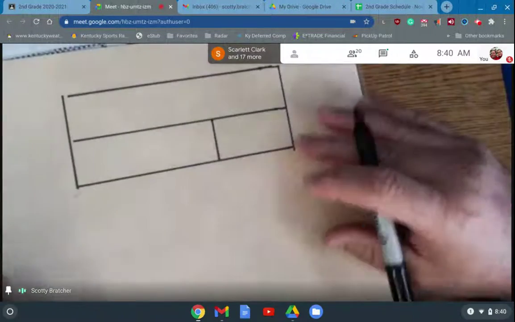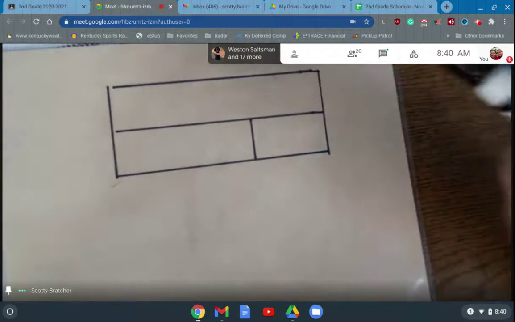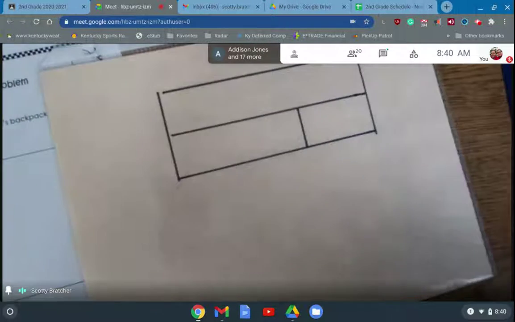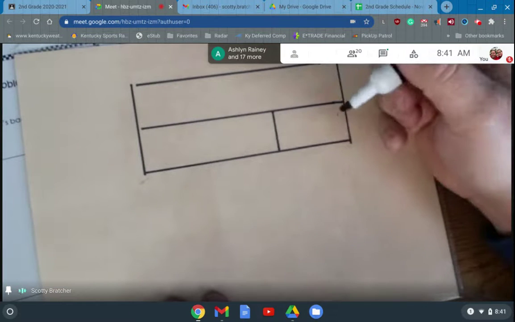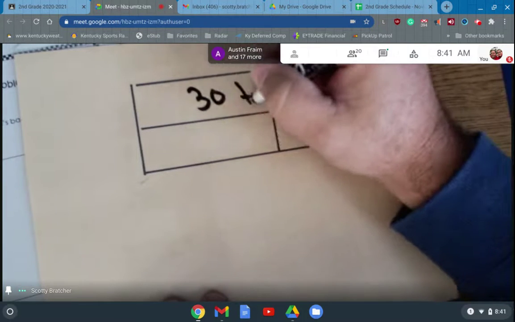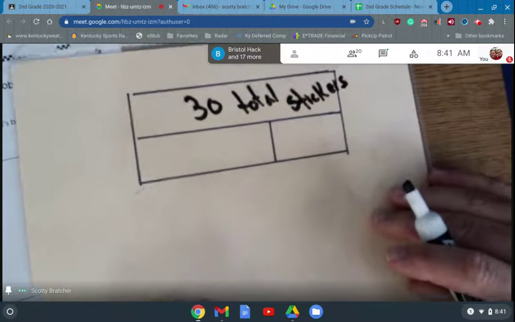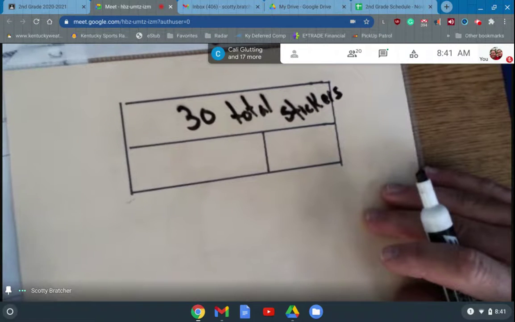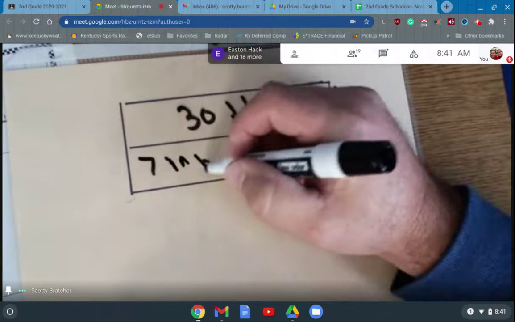Great job. All right, so we're going to go to our part whole model, and we're going to start plugging in words and numbers. Okay? So it says Mary started with 30 stickers. All right? That sounds like a total to me. So I'm going to put it here. 30 total stickers. All right. She put 7 in her friend's backpack. All right. So 7 in a backpack.